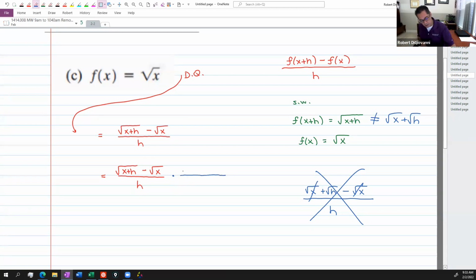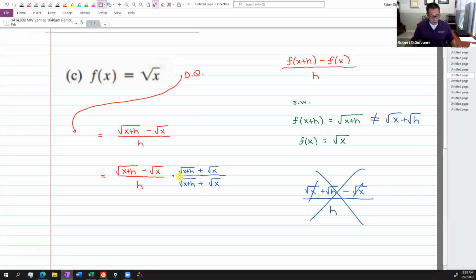So watch what I put here. I'm going to put the square root of x plus h plus the square root of x. And then I'm going to do the same thing on the bottom, square root of x plus h plus the square root of x. So you have to agree with me that everything in blue here is the number 1, right? Isn't that the number 1? It's just really a weird way of writing the number 1.